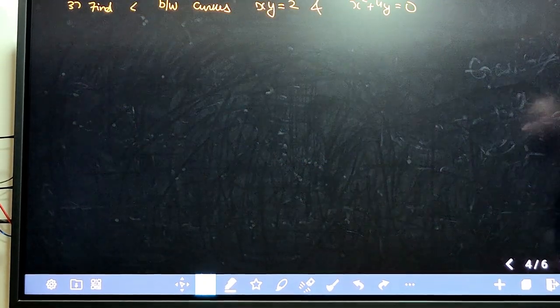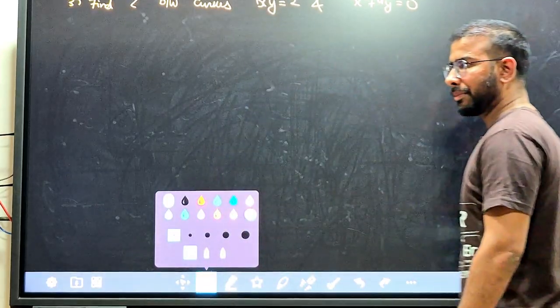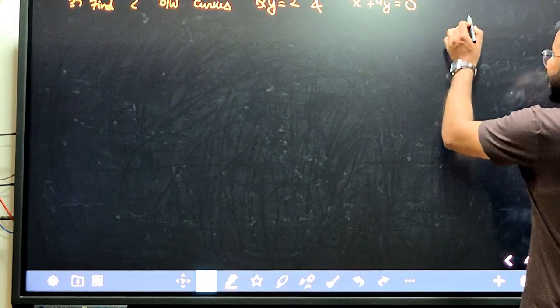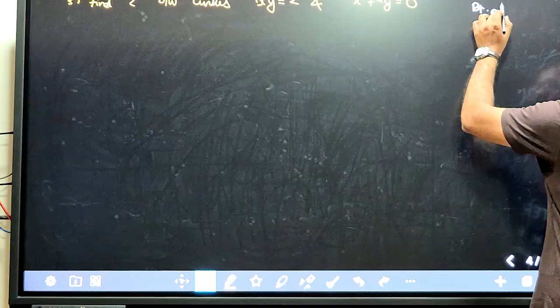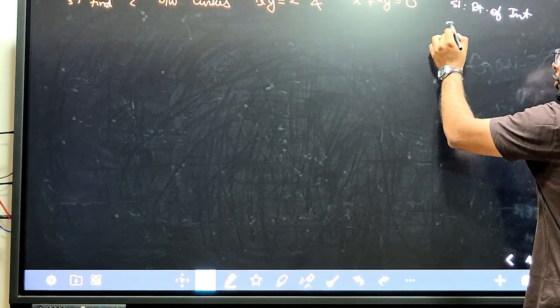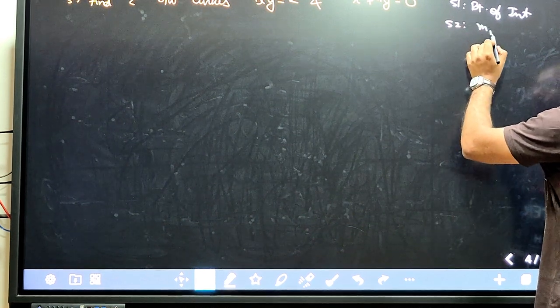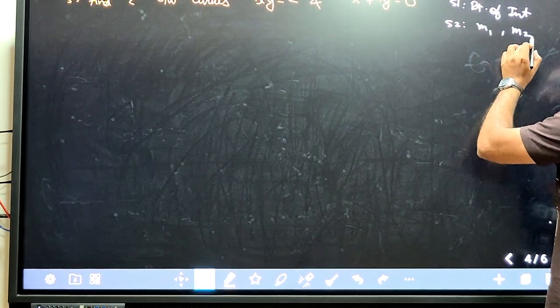Let's move forward to question number 3. Find the angle between two curves. So, what is the algorithm to solve such a question? First, find the point of intersection. Step 1 should be the point of intersection. Once you get the point of intersection, differentiate the first function and find m1. Differentiate the second function, find m2.